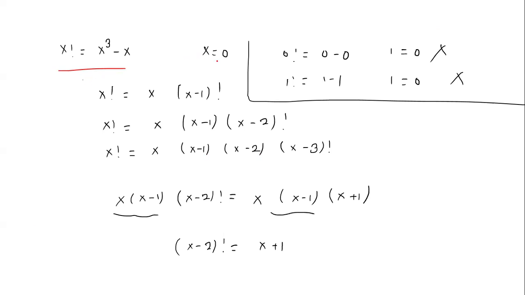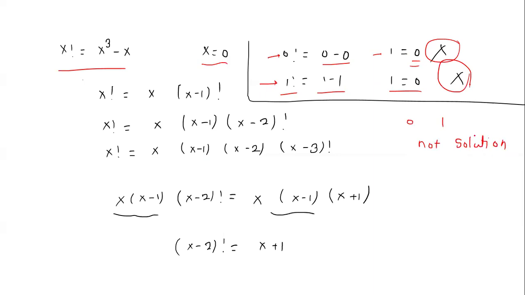Now you see, if I put x is equal to 0, then the left hand side is 0 factorial and the right hand side is 0 minus 0. You know 0 factorial is 1 and the right hand side is 0, so this is not a solution. Similarly, you put x value as 1. The left hand side is 1 factorial and the right hand side is 1 minus 1, so 1 is equal to 0, which is also not possible. So 0 and 1 are not a solution.